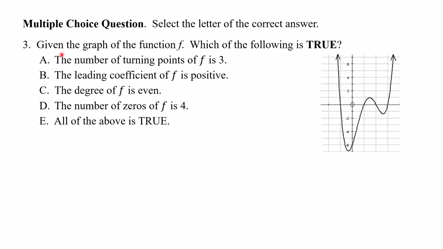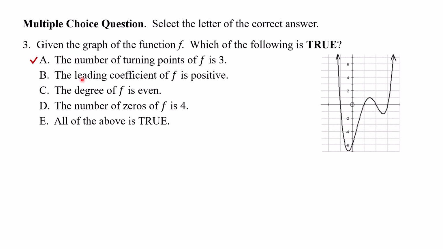The next question is, given the graph of the function f, which of the following is true? You can see that the graph is a graph of a polynomial function. So for letter A, it says that the number of turning points of the function f is 3. So let us check. The first turning point is this. Turning points means the function changes direction, or you can see the concavity. So this is concave up, so that's 1 point. And then another is this concave down, and then another is this concave up. So we have three turning points. So letter A is true.